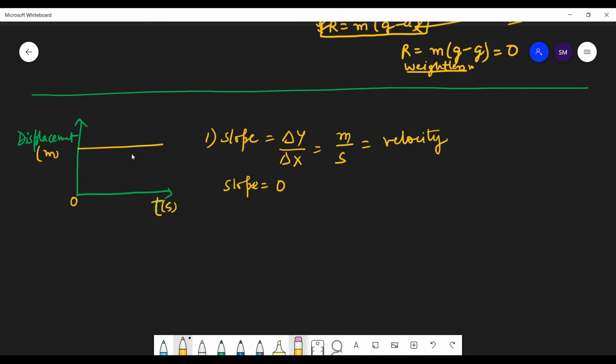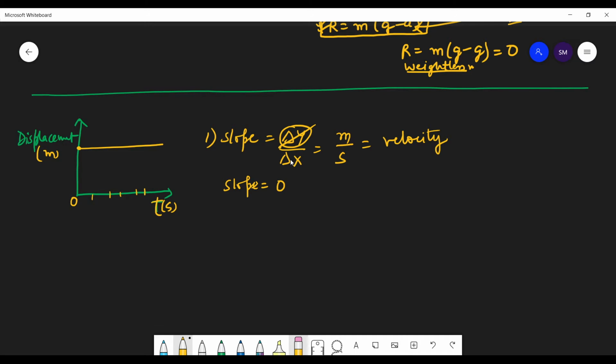Slope is equal to 0 because it's a horizontal line. Yes, because the x-axis is changing, but the change in the y-axis is 0. So if you have 0 over here, because on the y-axis it is 10 meters, 10, 10, so there's no change on the y-axis. The y-axis change is 0, so 0 upon anything is 0.